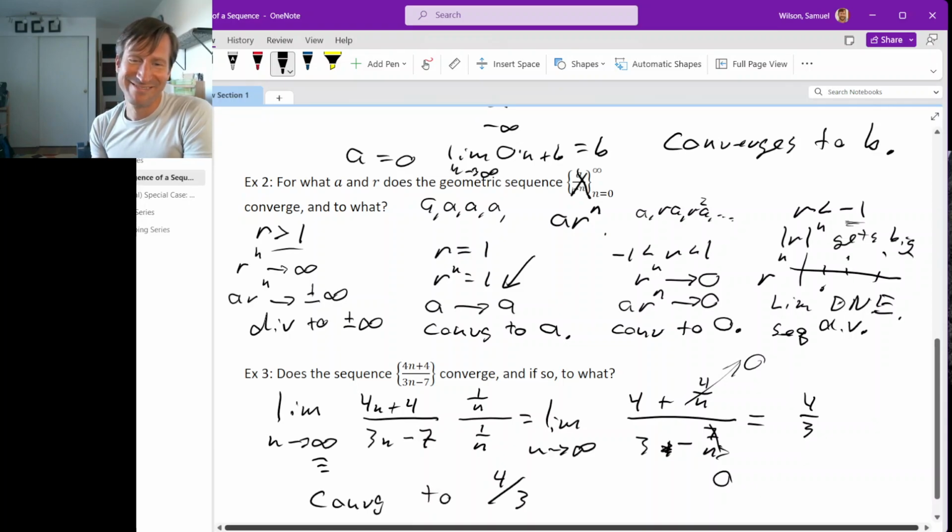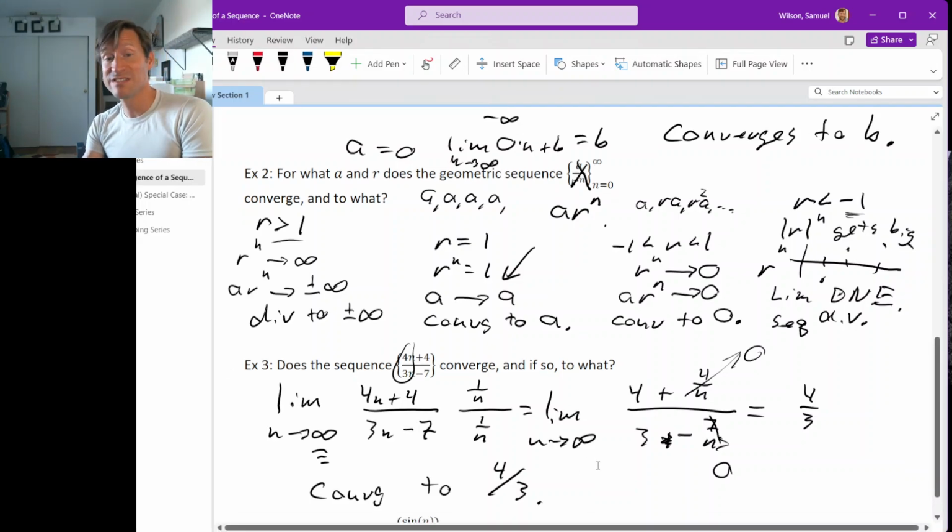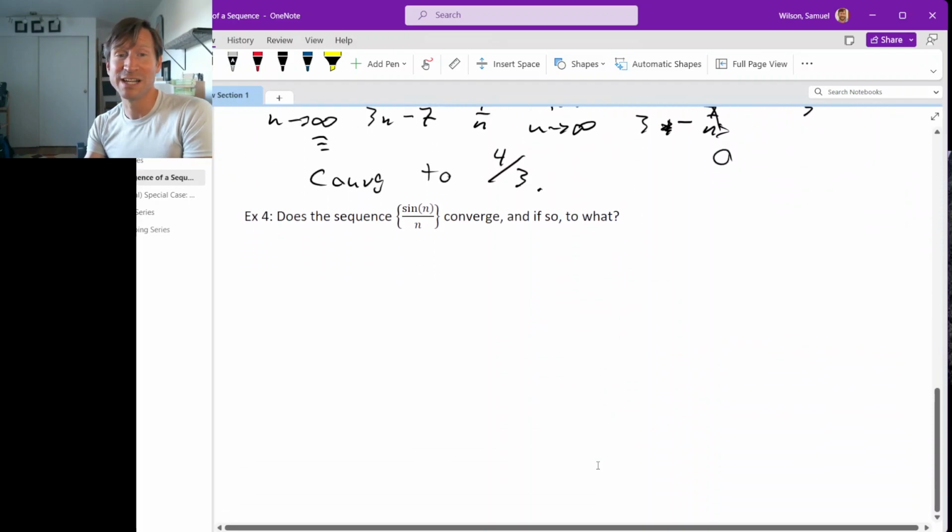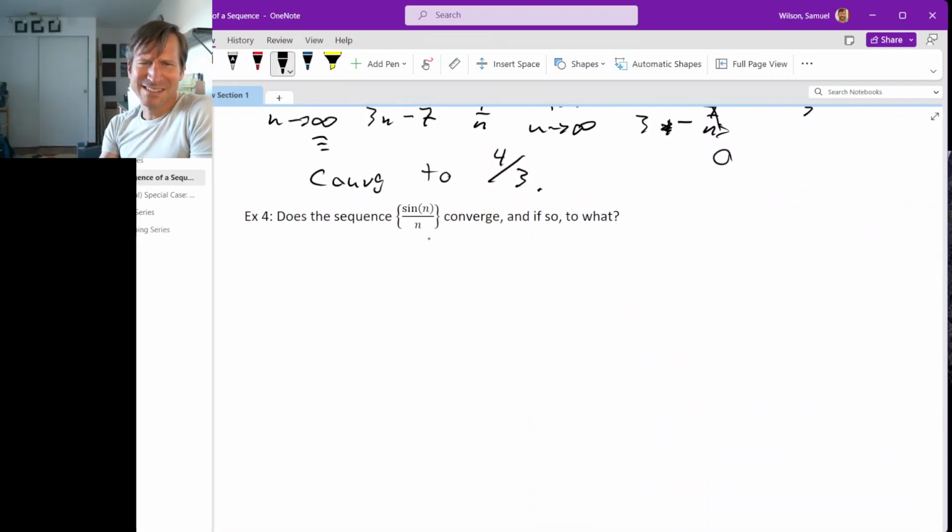Maybe you could have said that without doing any calculation. Depending on your familiarity with these kinds of limits, you might have just noticed, oh, since these powers of n are the same, it's going to be 4/3. Another trick that works for sequences as well as it works for any other limit is a tricky thing like this. So what about this sequence, sine n over n? Does it converge? And if so, to what?